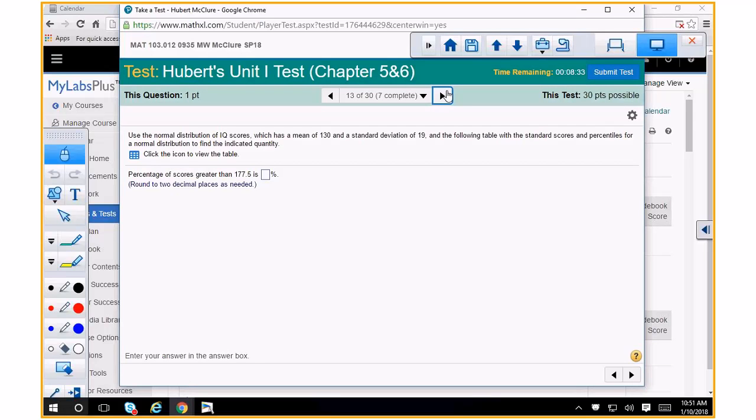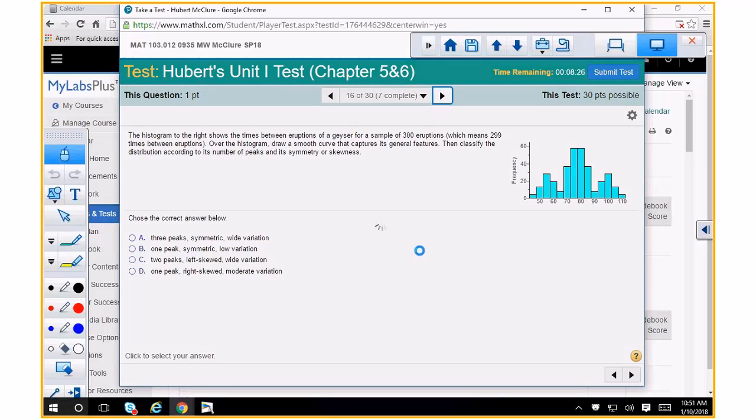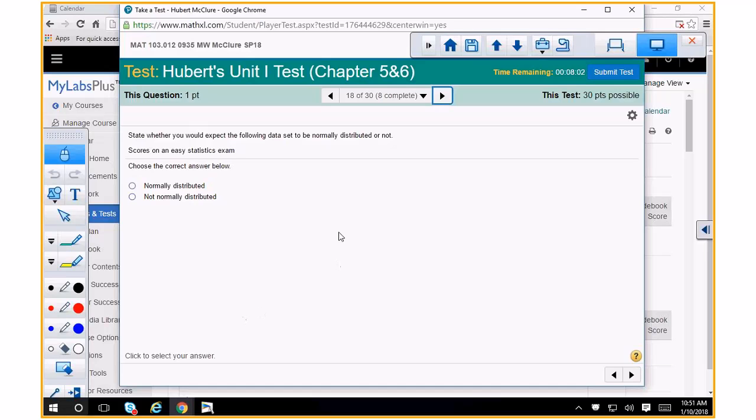Math question. When does homework terminate? Toward the end of the unit material, when Hubert sets the date in MyLabsPlus during class. Normal distribution, that's kind of a terminology, vocabulary word.